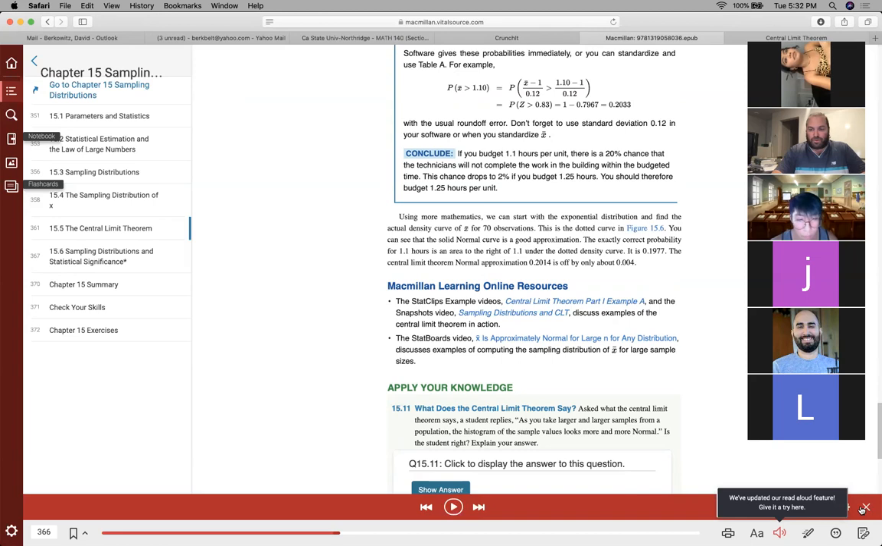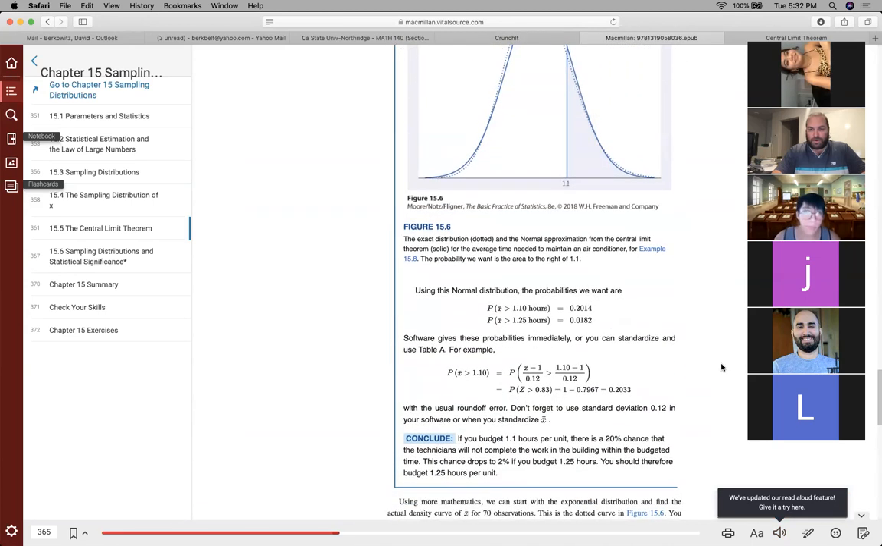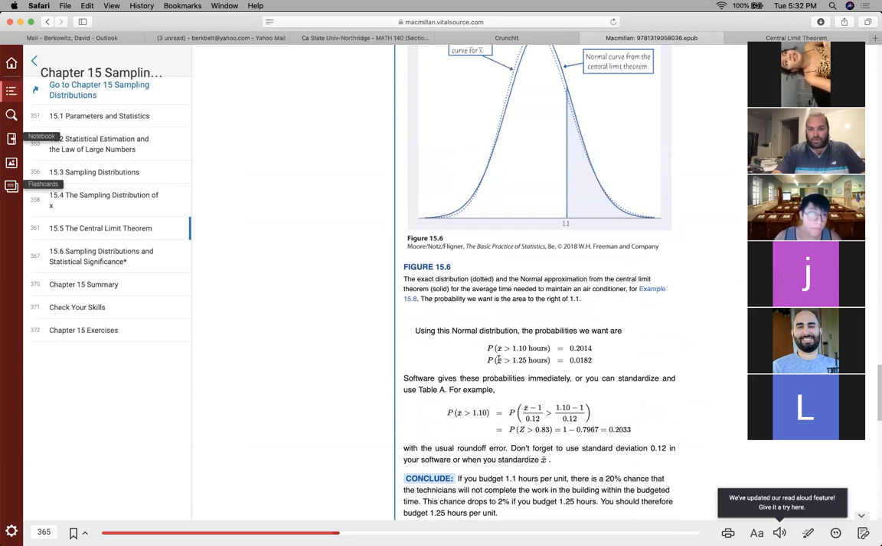That was so cool. I don't know how that happened. That was awesome. So here we have it right here. The probability that the average is greater than 1.1 hours is 0.2014.